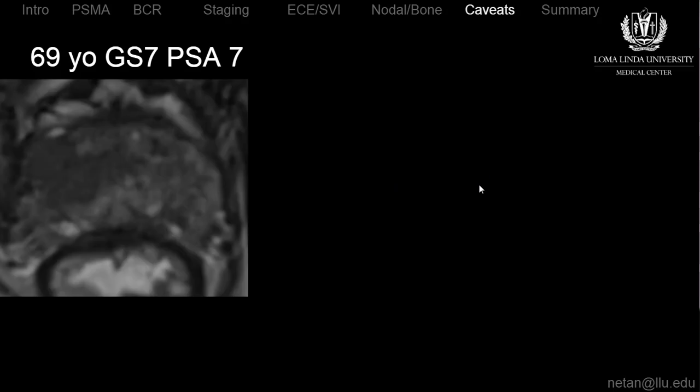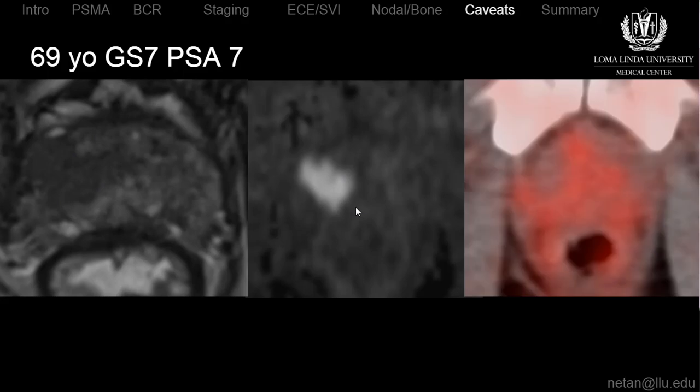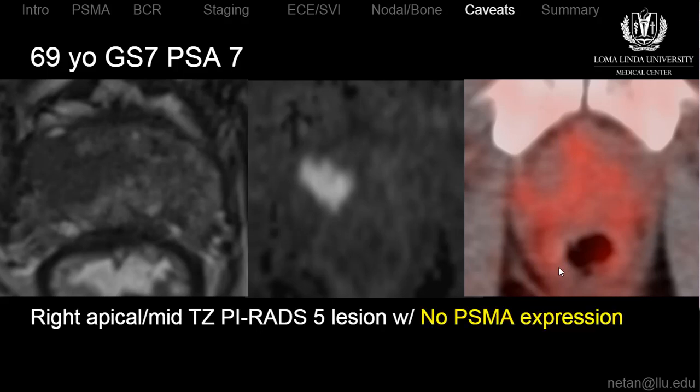Here's an example of a 69-year-old man with Gleason 7 prostate cancer, and we see this pretty obvious PI-RADS 5 lesion in the right transition zone. And as we can see, there's no PSMA uptake. So this is one caveat of PSMA. Up to 7% of prostate cancers do not take up PSMA. They don't express PSMA.